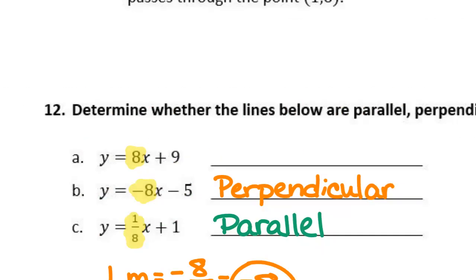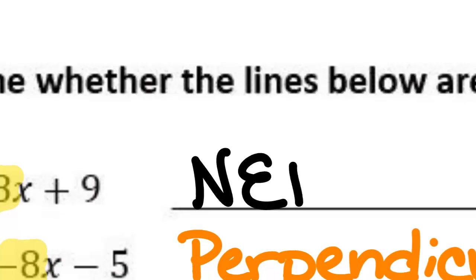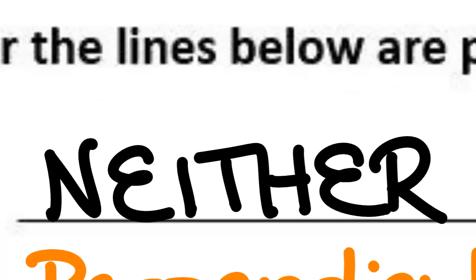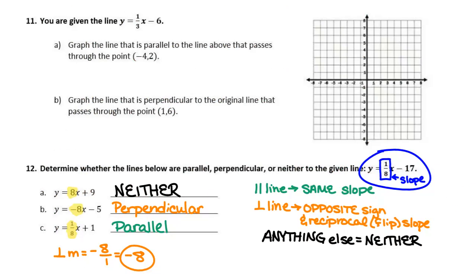Part A is the reciprocal, but it's not the opposite sign. It has to be both the reciprocal and the opposite sign to be perpendicular. So A would be neither. If it only has one piece for perpendicular, it is not perpendicular. It has to have both of those features, opposite sign and flipped fraction.